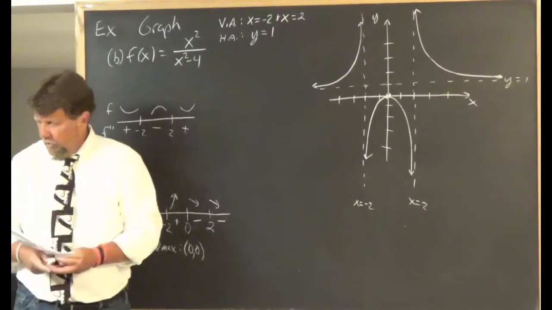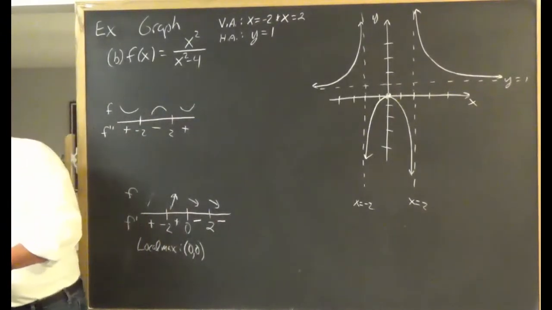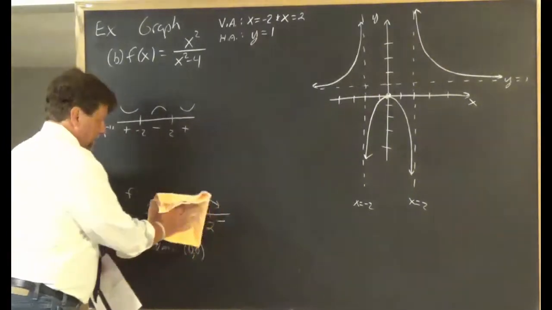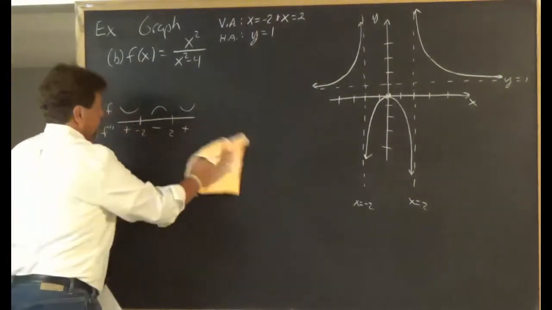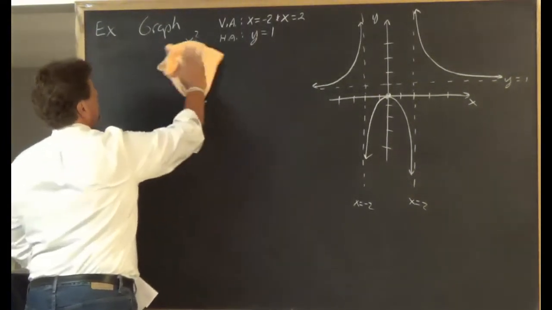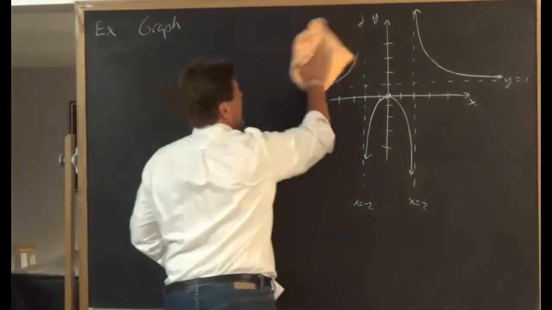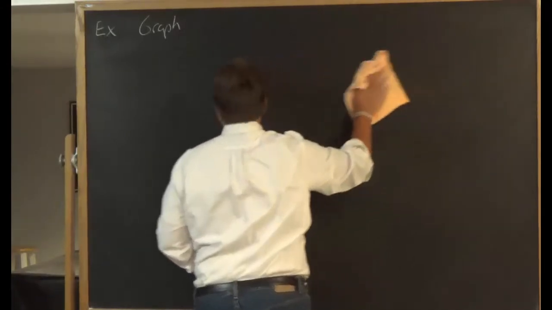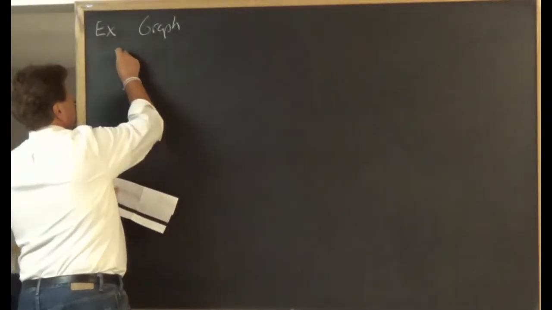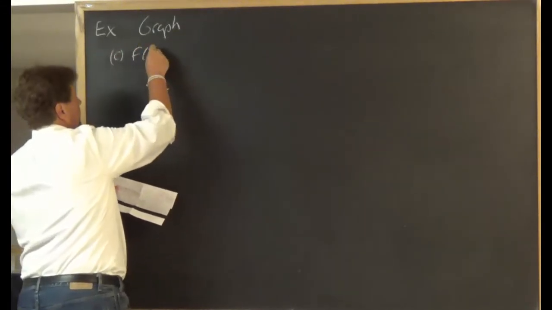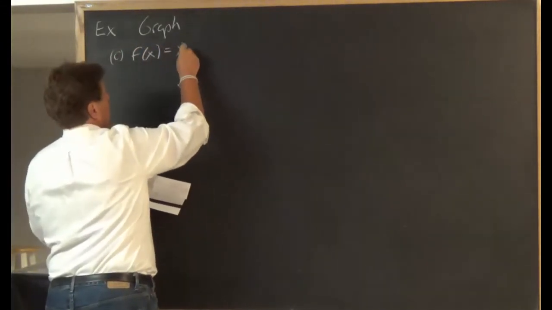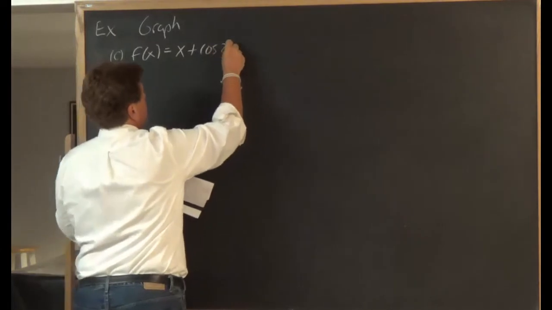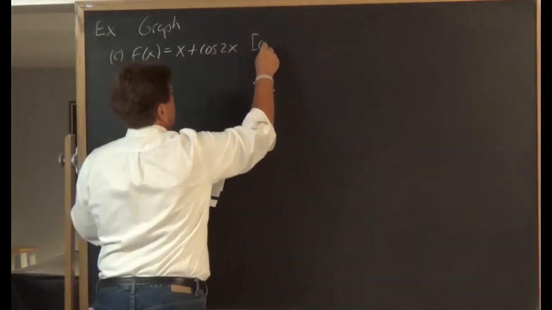So there was one more example. I mean, you know we had to do a trig one. Fun with trig. So let me erase this. Part C was the function x plus cosine 2x, only on the interval 0 to pi.